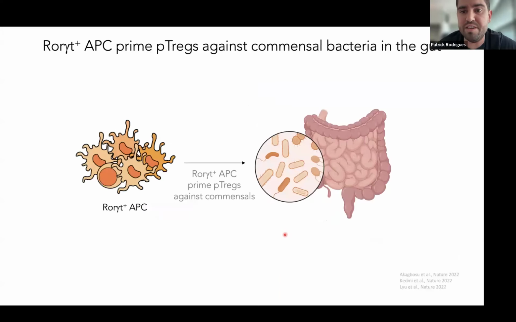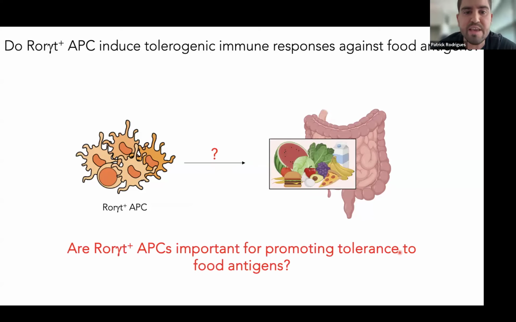As I mentioned already in the beginning, the Rorgt APCs were shown to be very important to mount a tolerogenic immune response against commensals. Three seminal papers were published back-to-back in Nature in 2022 by the groups of Dan Littman, Sonnenberg, and Chrissy Brown. However, one open question which remains is whether Rorgt APCs are also important in inducing and promoting tolerance to food antigens. Obviously, there is no good model which affects the development of these Rorgt APCs, and this was the starting point when I started to work on this project.